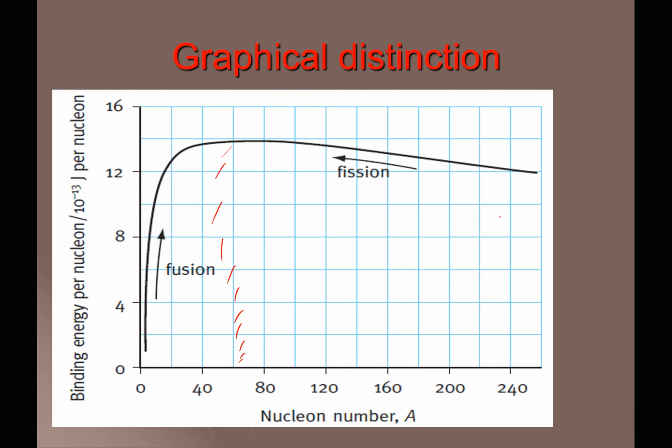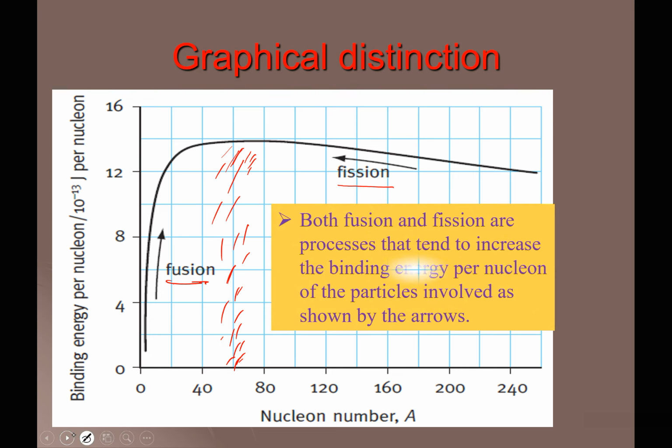On the right-hand side, the heavier nuclei must split. In the process of splitting, they result in nuclei whose nucleon number is relatively less, tending towards the region of stability, around this region here where we have the peak. In the process of doing so, the binding energy per nucleon of the resulting products is going to be higher. So fusion, lighter nuclei are combining, and fission, heavier nuclei are splitting. That is how we can distinguish the two using graphs.